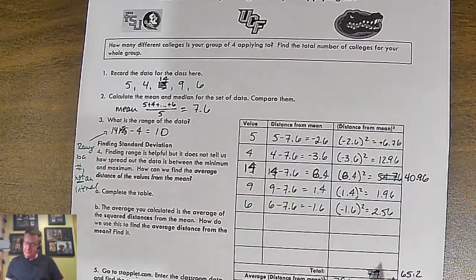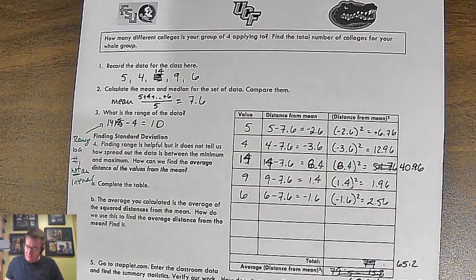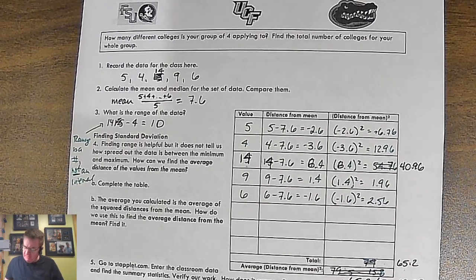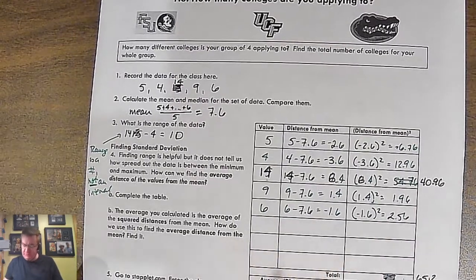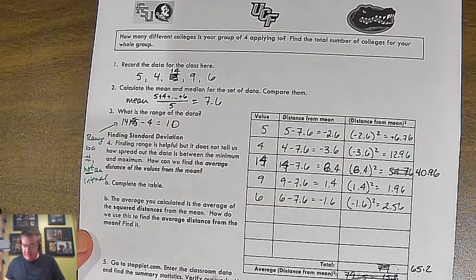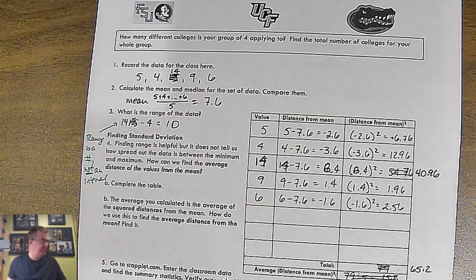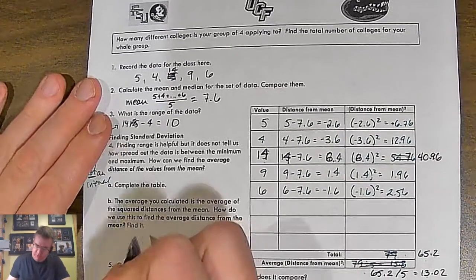So, I added all this up. I got 65.2. If I divide 65.2 by 5, I get 13.02. Great. So we completed the table. So the average you calculated is the average of the squared distances. So how would we find out what the average distance was? Okay. So, square root, yay!